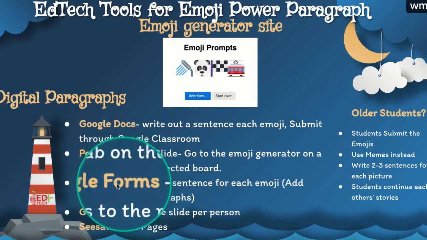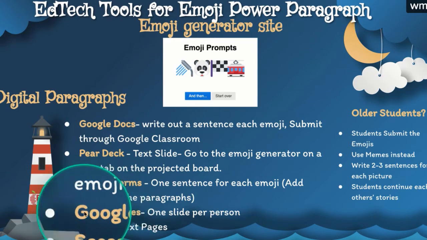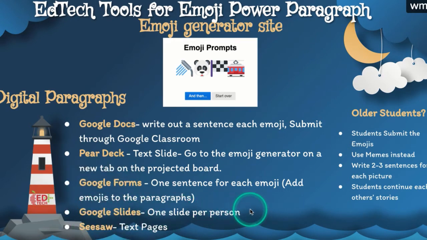Same thing with Google Forms. What you could do to make this a little bit more collaborative would be to use Google Slides, where there's one slide per person, and then they can go through and read each other's paragraphs. Or we can use Pear Deck, where you add in a text slide, and then you can share as the teacher on the main board all of the different paragraphs that are coming up projected. I would like to mention that for older students, you can still use memes instead of maybe emojis. Have students write 2 to 3 sentences for each picture and adding in a lot more detail.